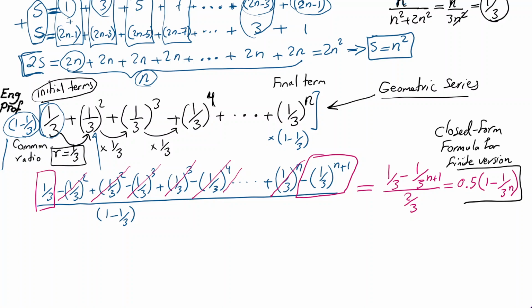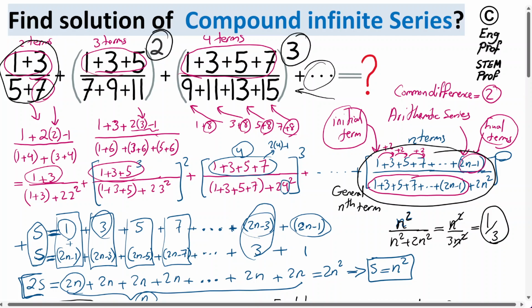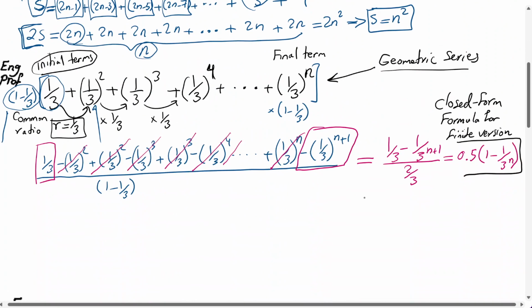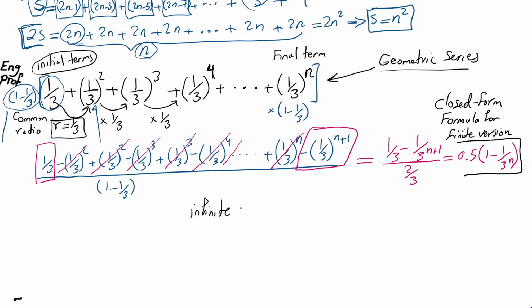Now, for the infinite version, because the ellipsis says this goes up to infinity, all I need to do is very simple. Just take the limit of this when n goes to infinity. So the infinite series evaluates to the limit of 0.5 times 1 minus 1 over 3 to the power n when n goes to infinity. Obviously, when n goes to infinity, this term goes to 0 because 3 to the n is in the denominator, and the whole thing just converges to 0.5.